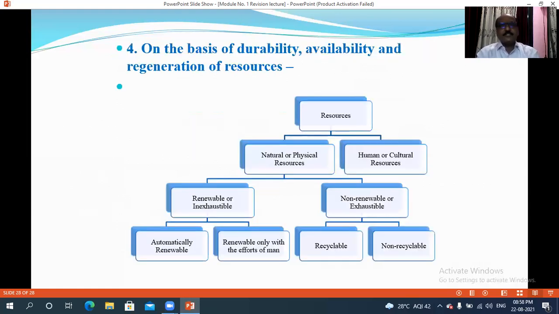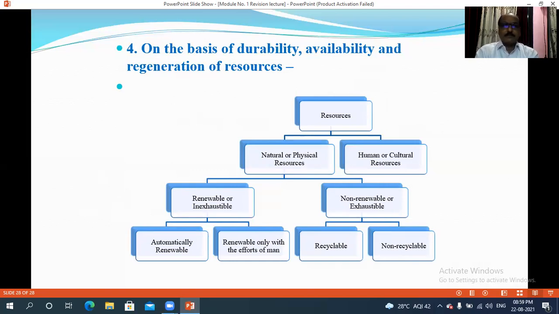Then this is the fourth criterion which we are using for the classification of resources. That is, dear students, on the basis of durability, availability, and regeneration of resources. So this is the scientific classification, and most of the people are following this classification. On that criterion, we can divide all the resources into two types: natural or physical resources, and second, human or cultural resources.